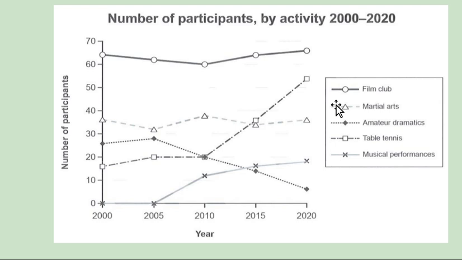The different activities have been given a different style of line. We can see that this one, for instance, is always at the top. That seems like something important to mention. Down here we have a couple of zeros for musical performance, so that's something I'm going to mention. I notice here in the middle we have 2 lines that cross exactly in the year 2010. That's something I would like to mention. Notice that this line for table tennis ends up much higher than it started, whereas amateur dramatics ends up much lower than it started. So these are also things that I'm going to mention.